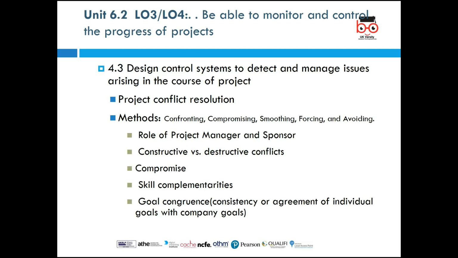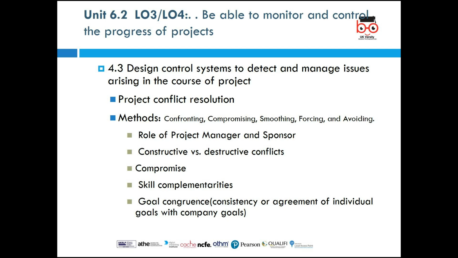How do we design control systems to detect and manage issues arising in the course of the project? One of the issues that we have to look at is project conflict resolution. And the methods are confronting issues, compromising issues, smoothing issues, forcing issues, and avoiding.